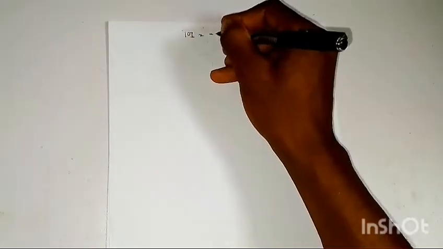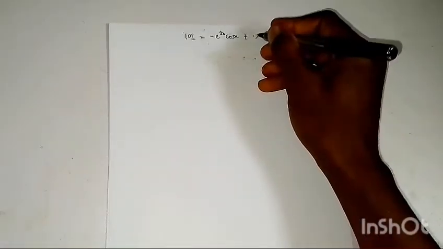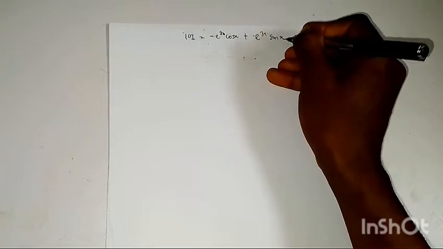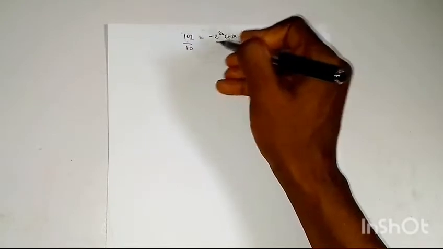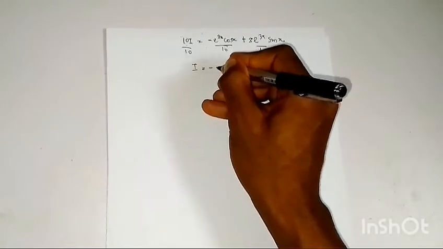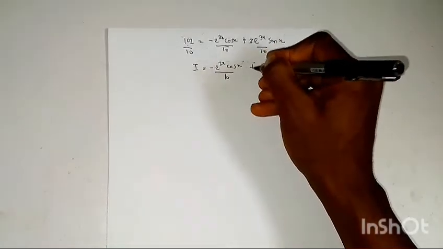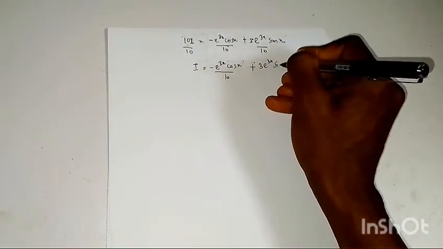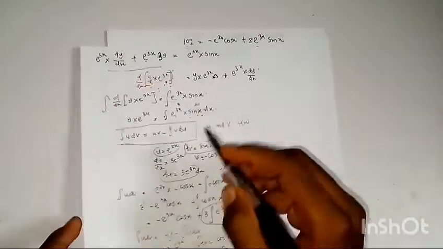So this gives me 10I is equal to minus exponential 3x cos x plus 3 exponential 3x sine x. Dividing both sides by 10, we have I is equal to minus exponential 3x cos x over 10 plus 3 exponential 3x sine x over 10. So we have successfully integrated the right hand side.